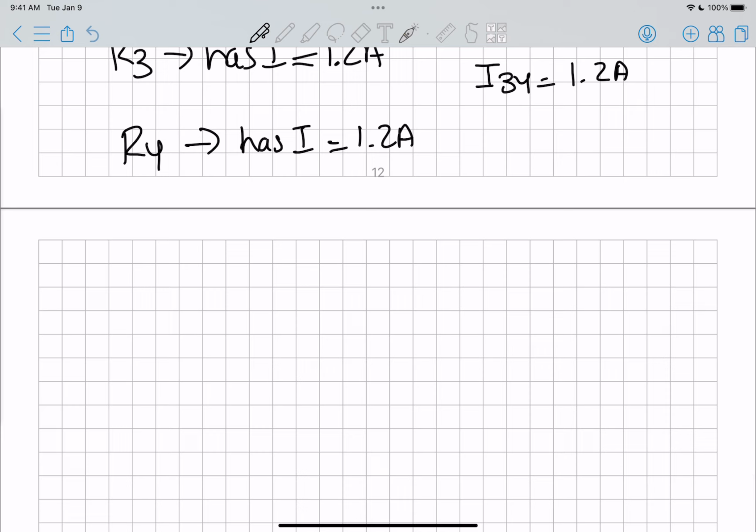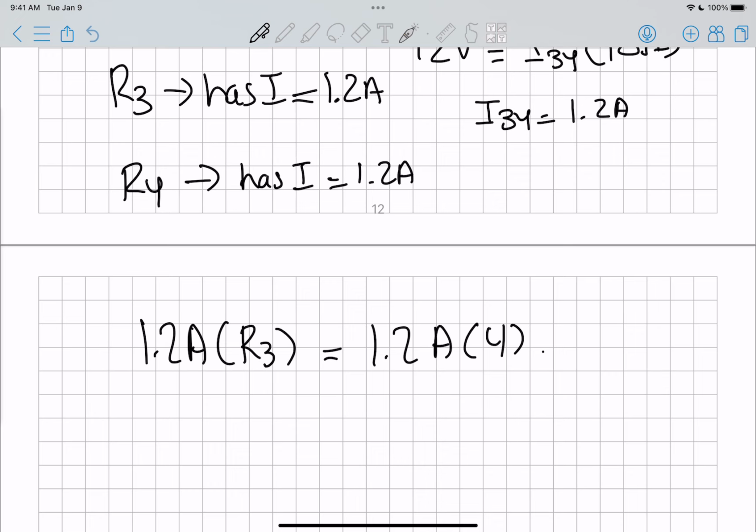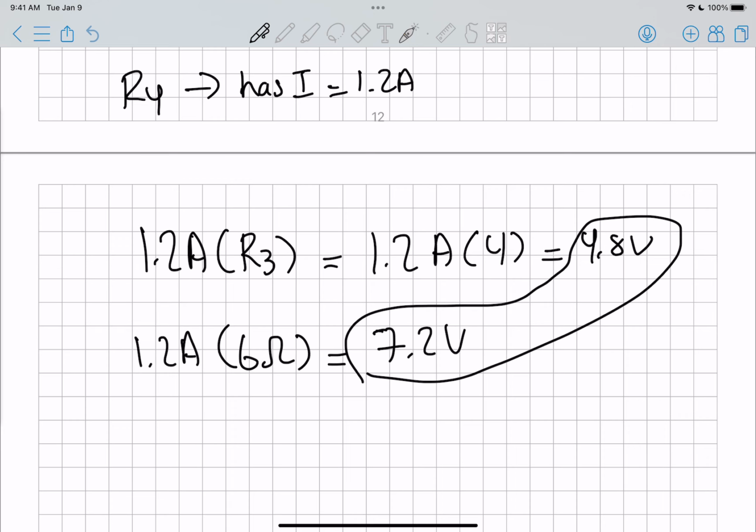So knowing that 1.2 amps is going through resistor 2, I can check it. 1.2 amps times resistor 2, 10 ohms, that's 12 volts, right? How about R3 and R4? Well, 1.2 amps times R3, that's 1.2 amps times 4 ohms, that's 4.8 volts. And then 1.2 amps going through R4, that was 6 ohms. That's 7.2 volts, right? 7.2 plus 4.8, that's 12 volts.